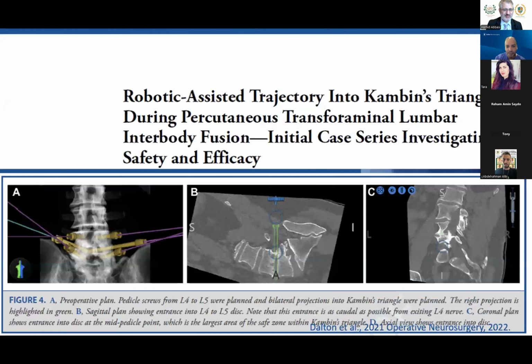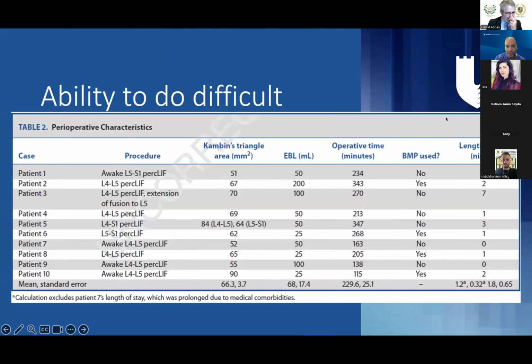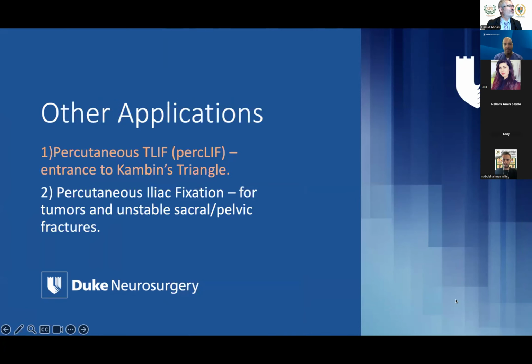We wrote up the case report, and now we have a case series of these patients. You can see here we are measuring Kambin's triangle. The blood loss is less than 100 cc's, and many of these patients go home the same day. Other applications for iliac fixation are for either tumors or unstable fractures.